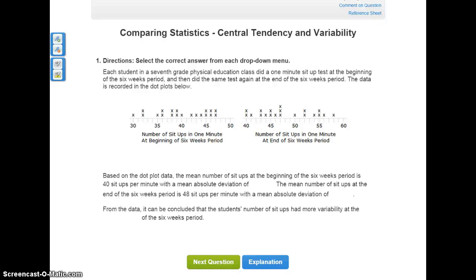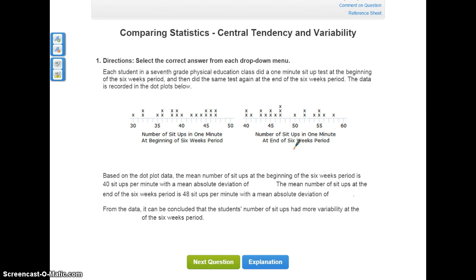Next type of question. This is one where you're actually going to have to calculate the absolute mean deviation, or the mean absolute deviation, of a set of data. Here's what I'll give you. In this set of data up here, they're talking about the number of sit-ups that students are doing before and then after a 6-week period.